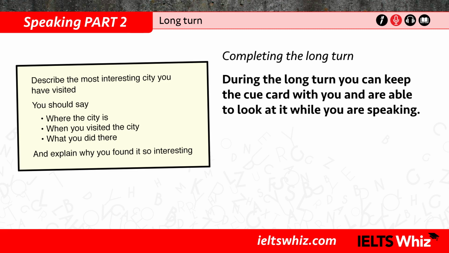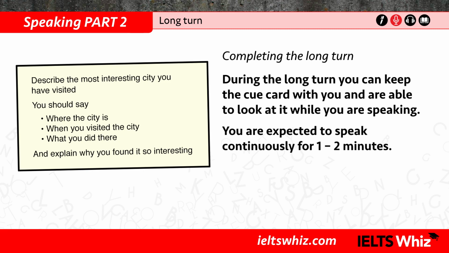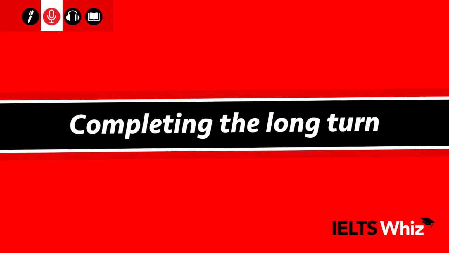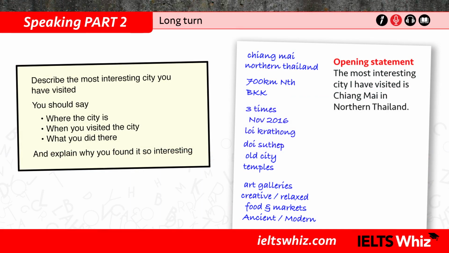During the long turn, you can keep the cue card with you, and you're able to look at it while you're speaking. You're expected to speak continuously for 1 to 2 minutes. So here's an example of how I would complete the long turn. When I begin my talk, I like to start with an opening statement that answers the description at the top of the card, and then I continue to cover each of the following points on the card.